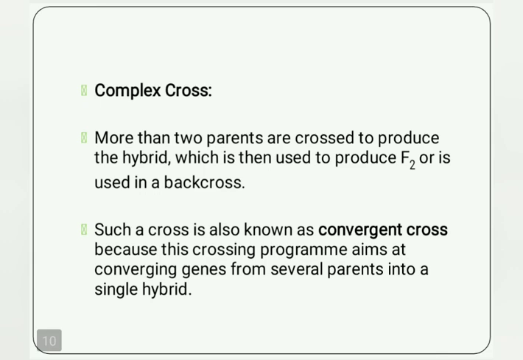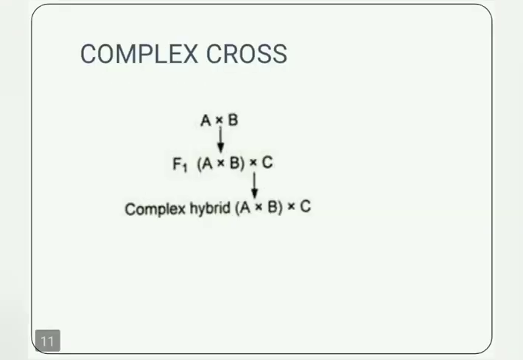The hybrid produced as a result of a simple cross can be selfed to produce the F2, or it can be used in a back cross breeding program, as one of the parents. Now coming to complex cross. What is a complex cross? Simple cross means two parents, only two parents are involved. Whereas in a complex cross, more than two parents are crossed to produce the hybrid.